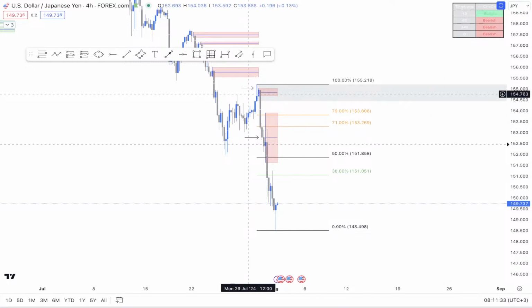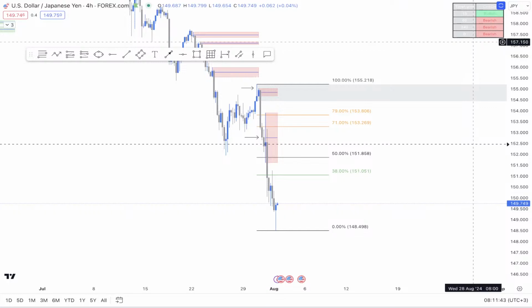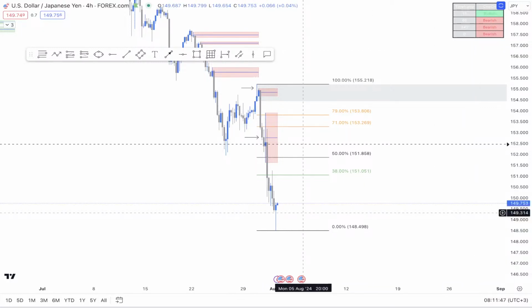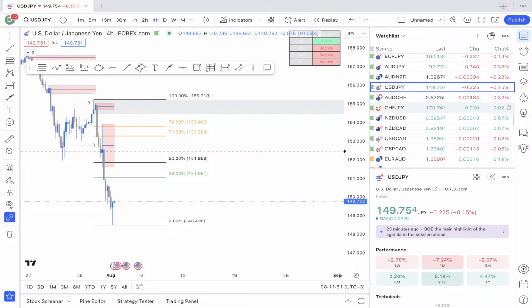Liquidity was swept beforehand as well. Right here we have this unmitigated order block lining up with the premium area of this bearish range as well as with this bearish trader order block. Daily and the 4-hour are both bearish on the trader graph, and now we need to wait for our final confirmation, which is a corrective pullback.